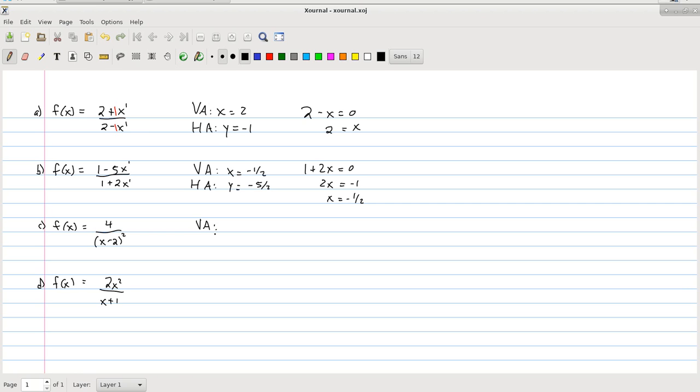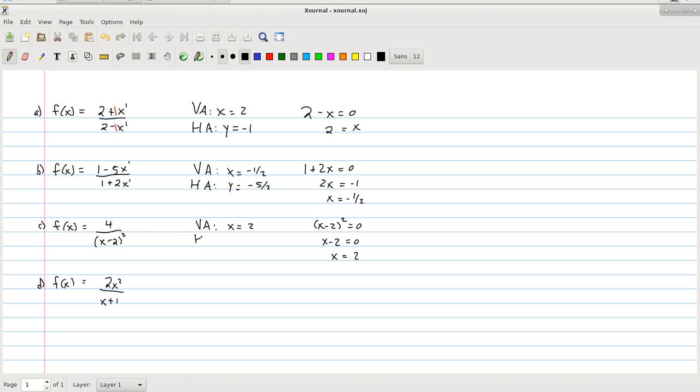Part C. Vertical asymptote comes from setting the denominator equal to 0. So we set x minus 2 squared equal to 0. This happens when x minus 2 is equal to 0. We add 2 to both sides of the equation and get x equals 2. So that's our vertical asymptote.